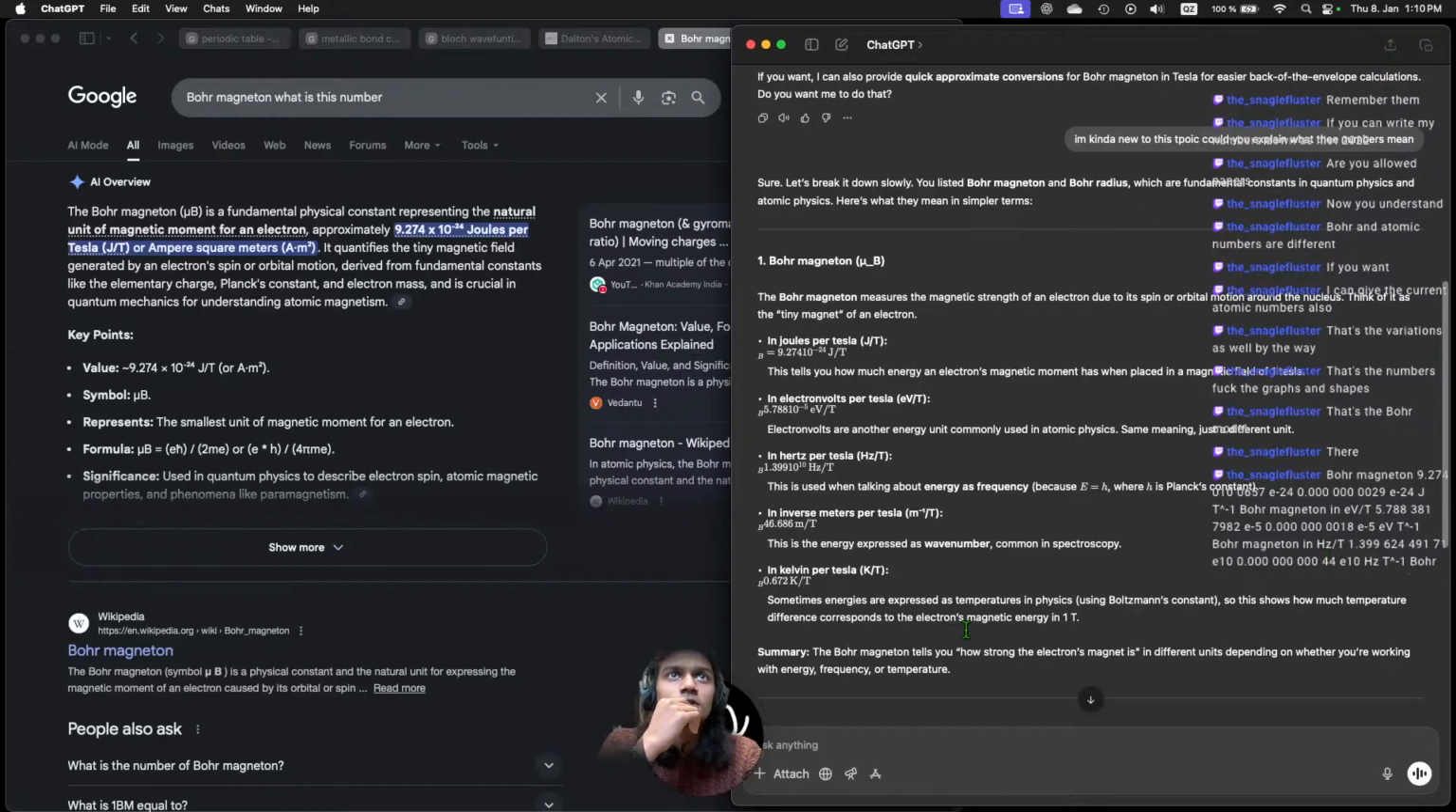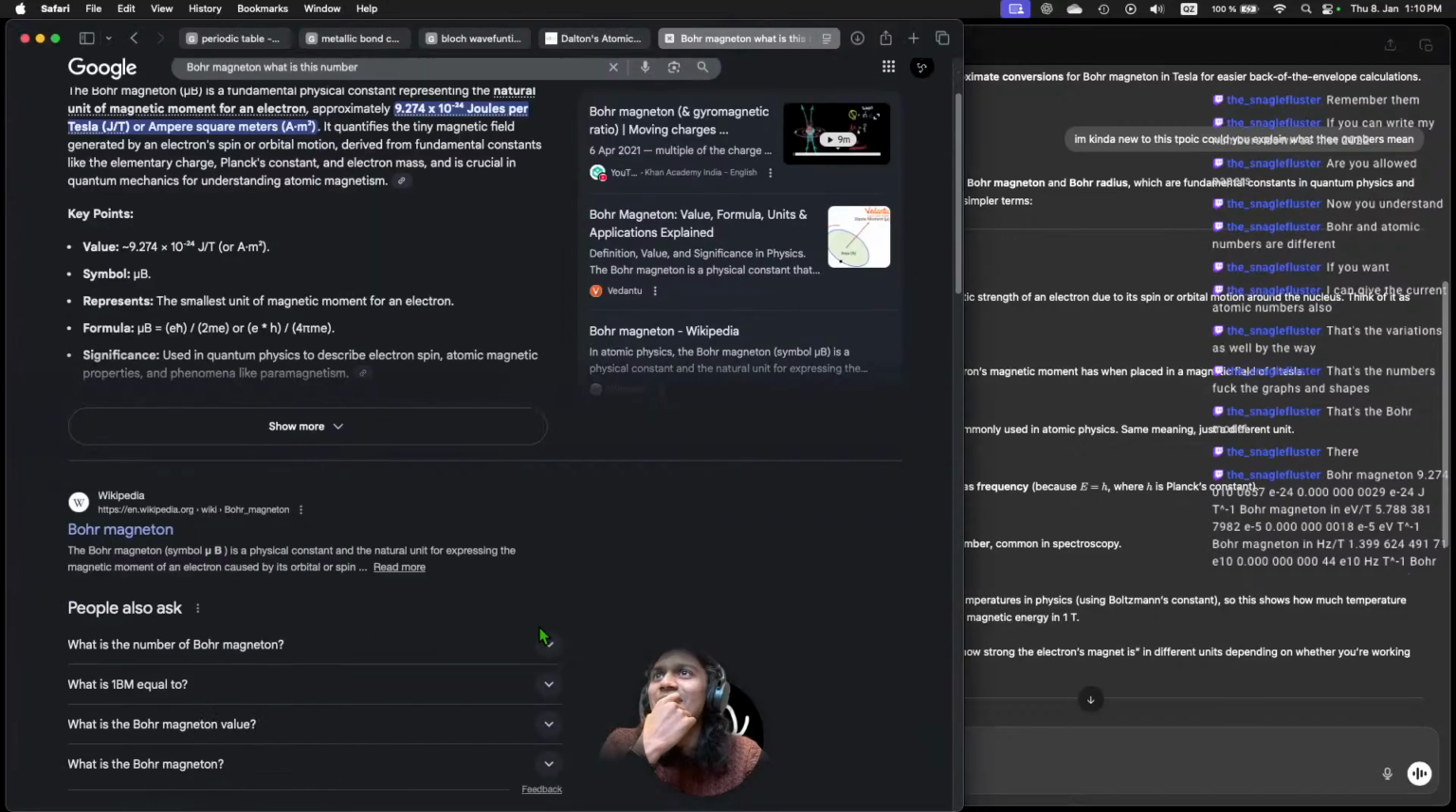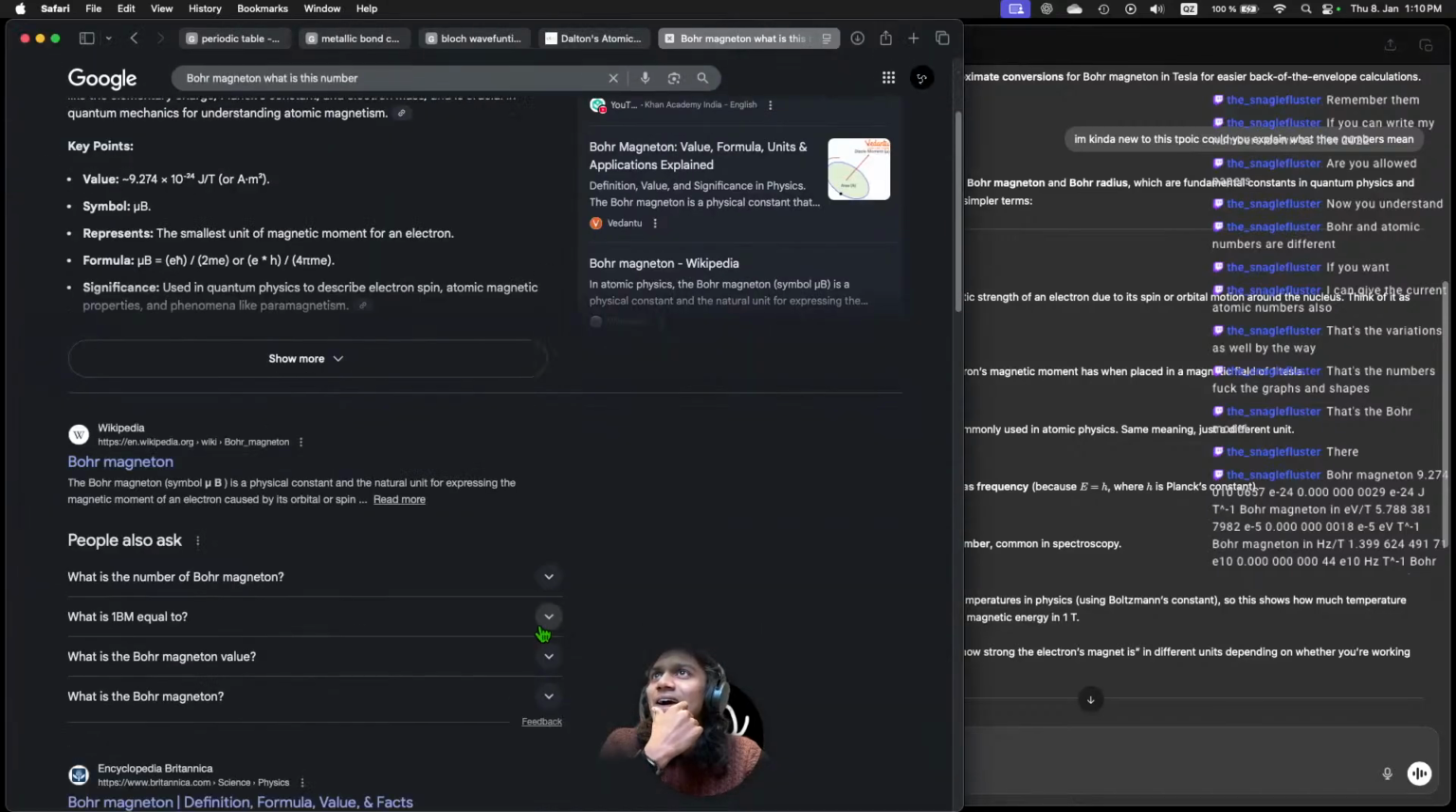Sometimes energies are expressed as temperature in physics to show how much temperature corresponds to another electromagnetic. Damn. Snaggle Fluster just dropped a lore bomb.